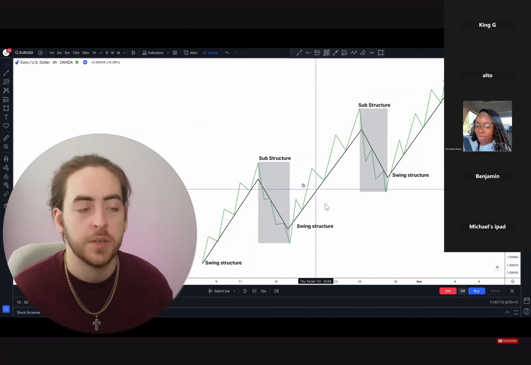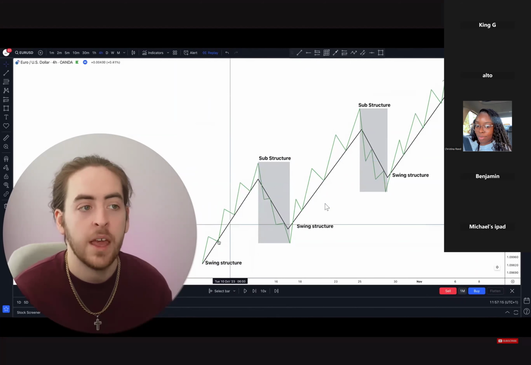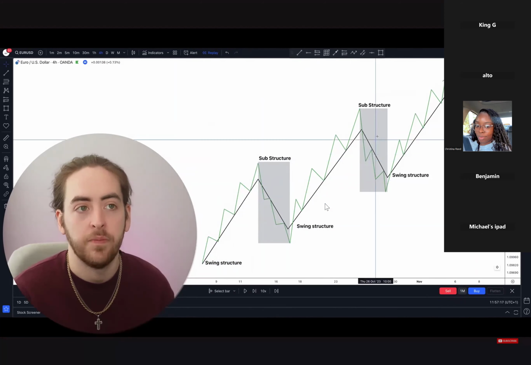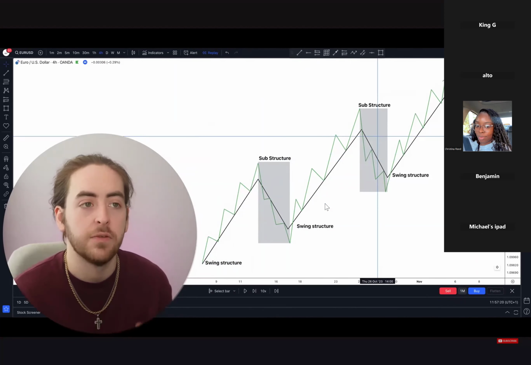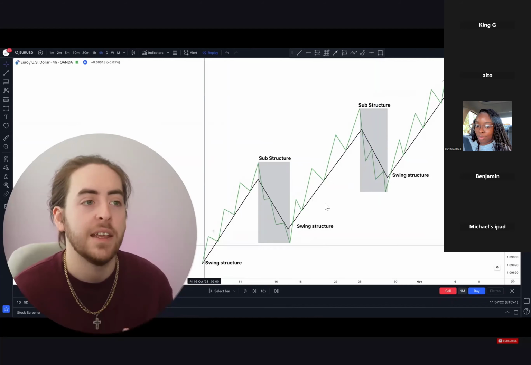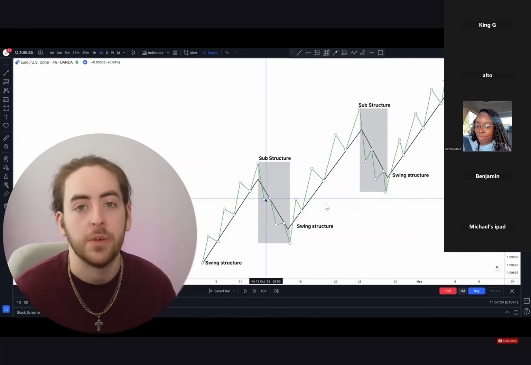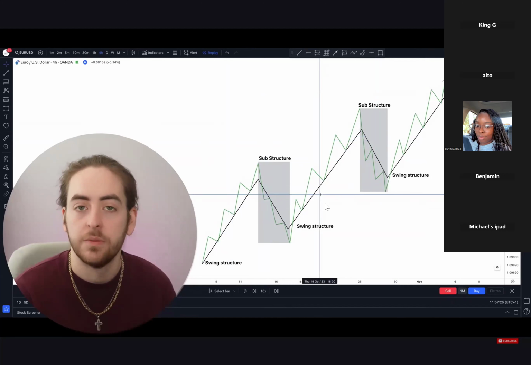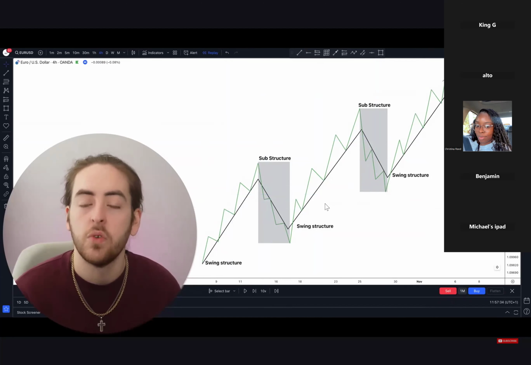So substructure simply refers to the smaller trends happening within the swing structure movement. So if you're a trader who uses the daily, the 4 hour, and the 1 hour, well, then the daily is going to have smaller 4 hour and 1 hour trends within it, and so on. Now, there's one core way that we can take advantage of substructure.